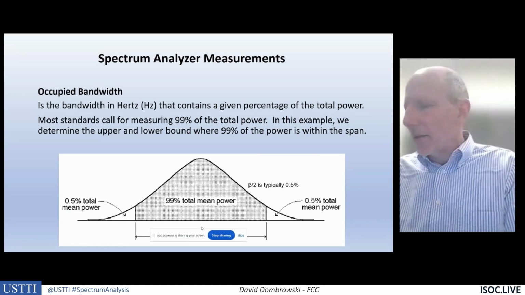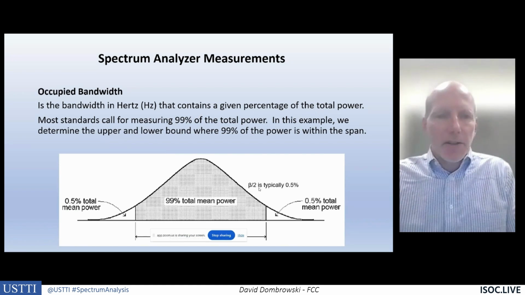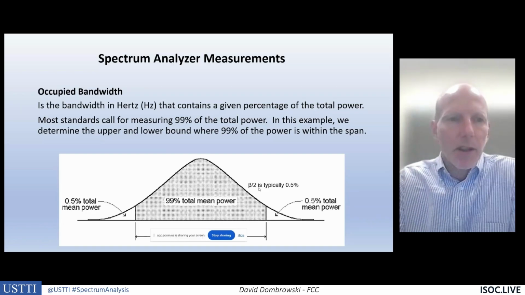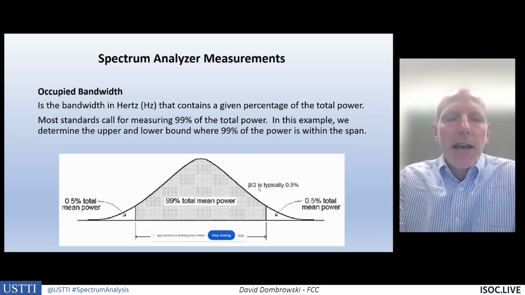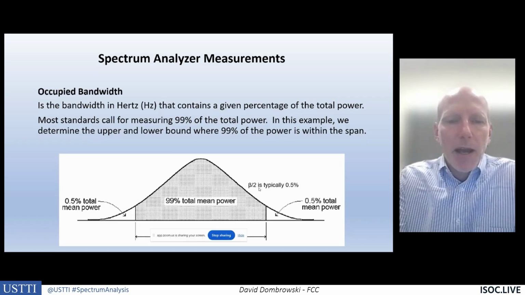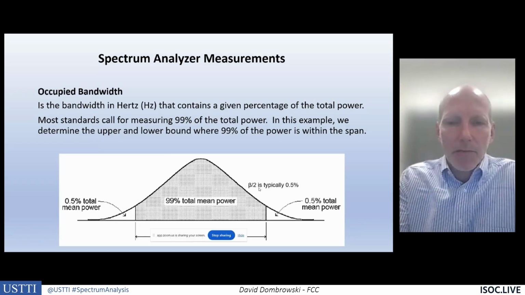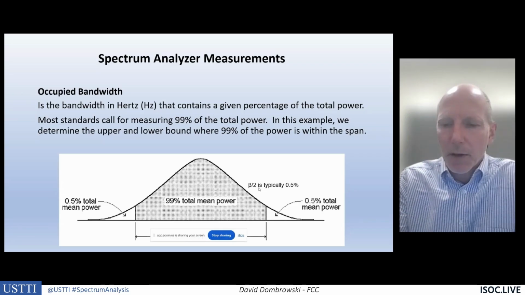Let's look at an LTE signal. Let's first describe the measurement, and then we'll go, so we're not switching back and forth. Let's describe the bandwidth measurements, and then we'll demonstrate them. Occupied bandwidth, 99% power measurement, where 99% of the power is between frequency 1 and frequency 2.